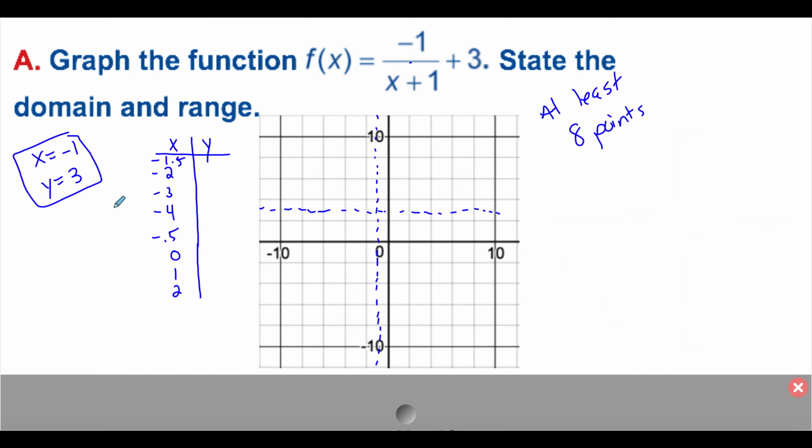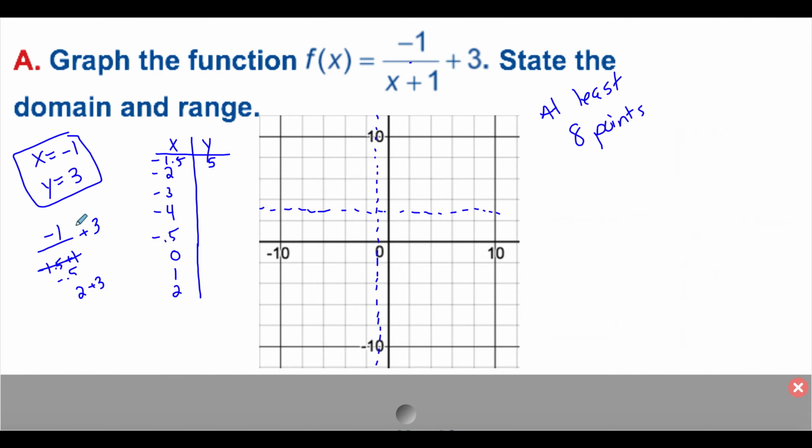Okay, so we're just going to plug these values in now. I'll show you by hand what it looks like, and then you just use your calculator to get the rest of them. So it's -1 over -1.5 plus 1, plus 3. Simplifying the denominator, I get -0.5, which is 1/2, right? So if I have 1 over 1/2, that would flip it and make it a 2, plus 3. So that gives me a 5.